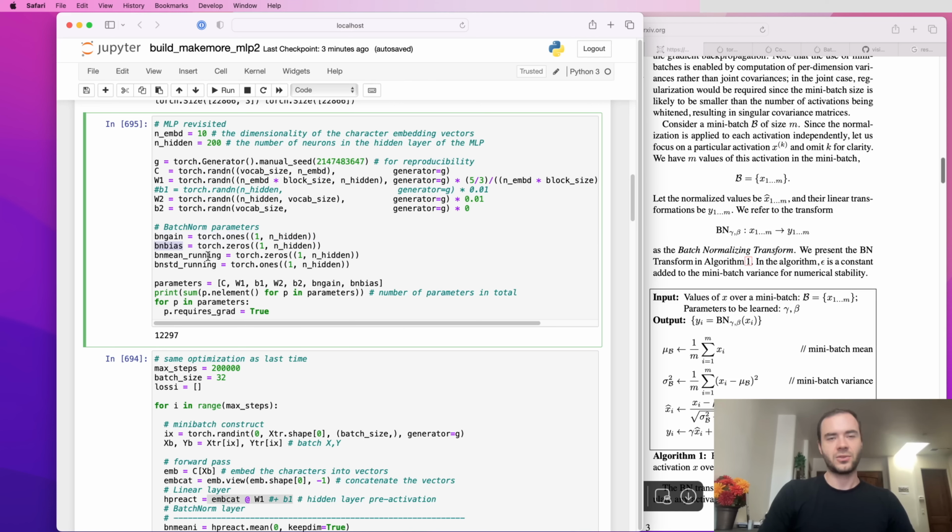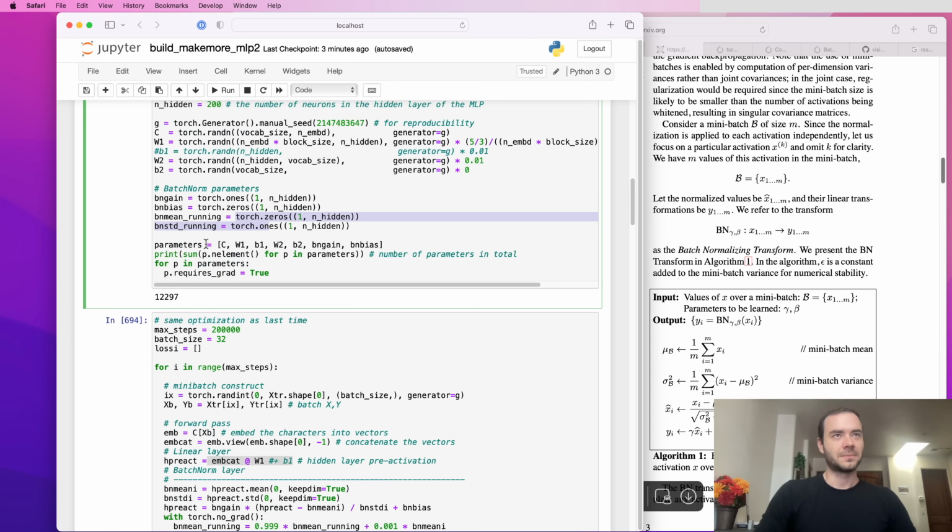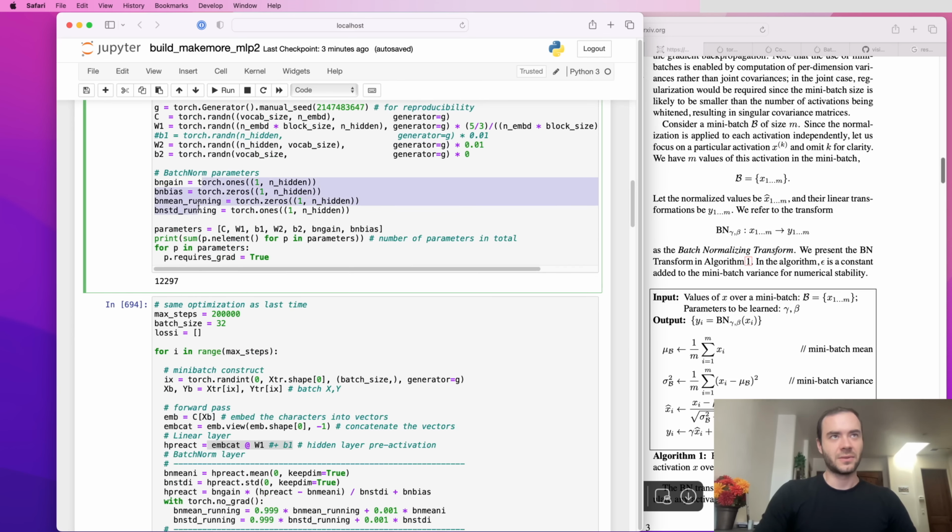Now, the batch normalization internally has parameters for the gain and the bias, and these are trained using backpropagation. It also has two buffers. The buffers are the running mean and the running standard deviation. And these are not trained using backpropagation. These are trained using this janky update of kind of like a running mean update. So these are sort of the parameters and the buffers of the BatchNorm layer.